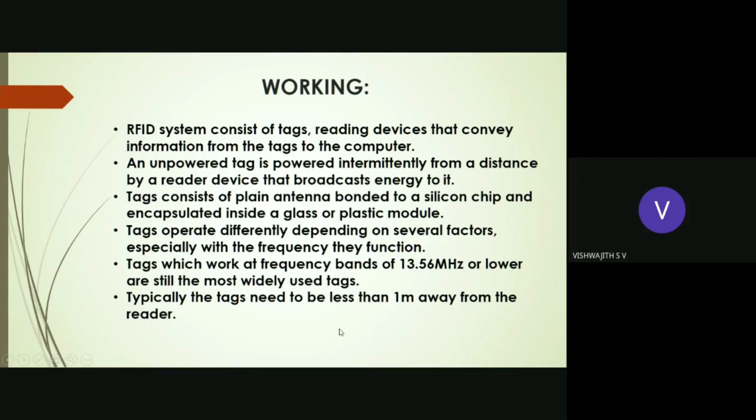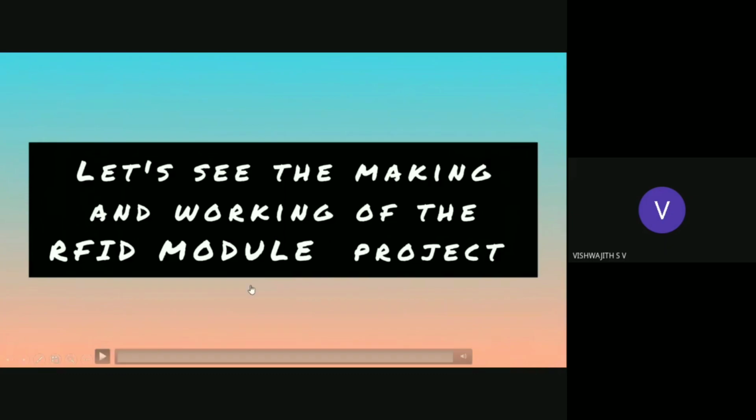The tags operate differently depending on several factors, especially the frequency at which they function. Basically, the frequency band is around 13.56 megahertz for our radio frequency identification. In spatial communication, we use various ranges of frequencies in transponders and for various other circuits, but the applications will go on further. Now let's move on to the working video and making.